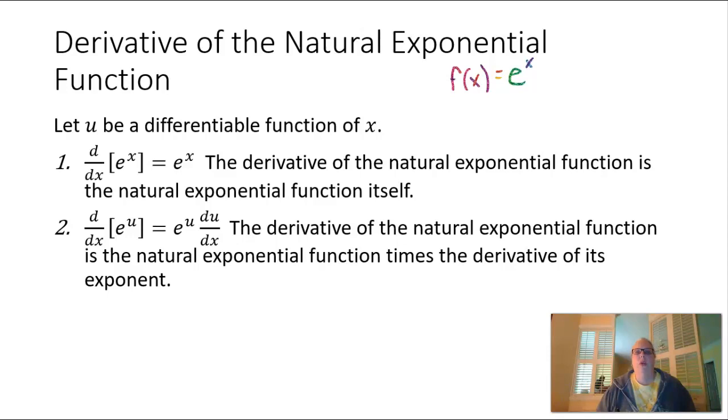So, according to our definition down here, the derivative of the natural exponential function is in fact the exponential function itself, unless the exponent up here is differentiable. And if it is, then it will be the exponential function times the derivative of its exponent.